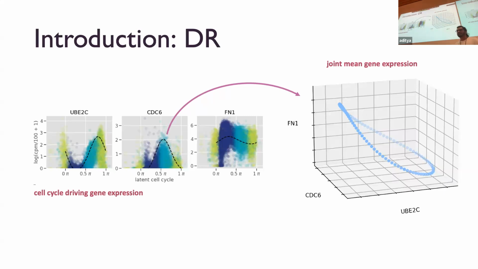And the key idea behind DR is that in a lot of cases where we do have such matrices, it's hypothesized that these things lie on some low-dimensional manifold.